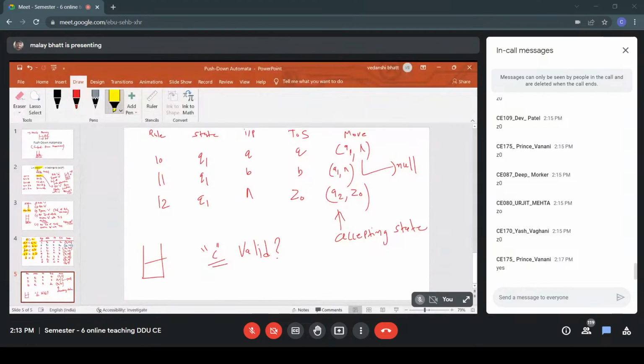Is the string C valid or not? Is it a valid string? Should we accept C? Yes. So that means if your friend directly gives you C, then we need a rule for that, and that will be written as rule number 9 here.